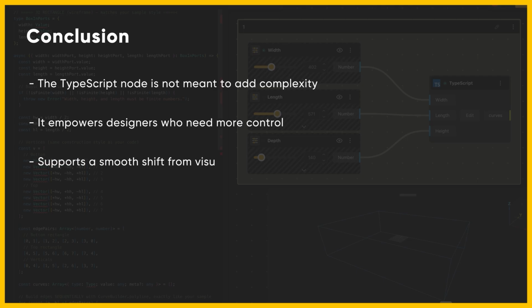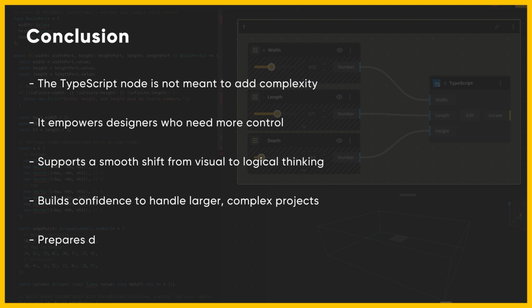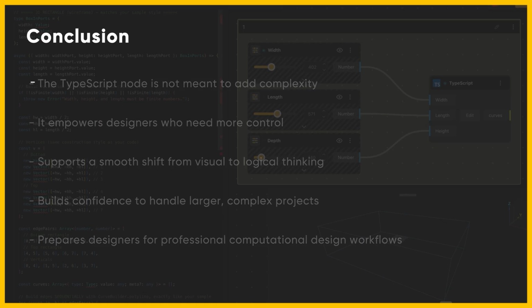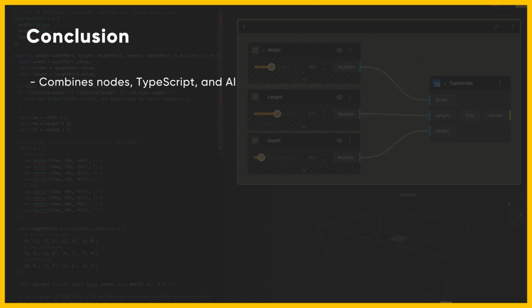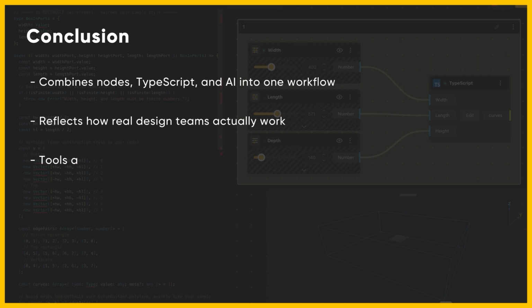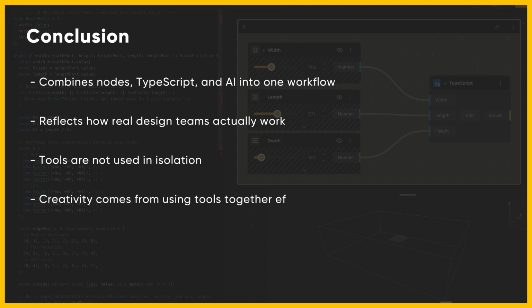It supports a smooth transition from visual to structural logic. It builds confidence in designers to take on bigger and even more complex projects. It actually prepares them for workflows practiced in professional computational design studios. Merging nodes, Typescript, and AI assistants reflects how many real-world design teams are used to working. It reflects an understanding that creativity does not come from tools in isolation, but from how well you use them together.